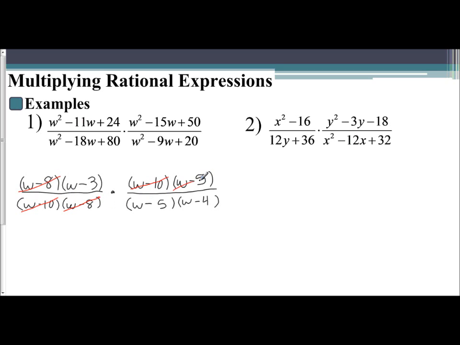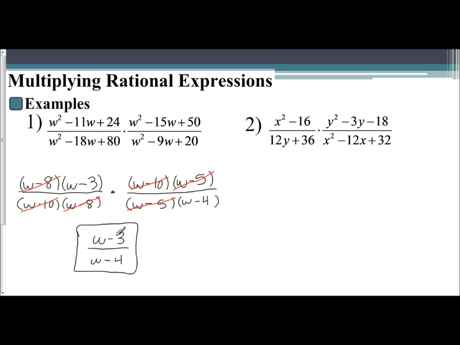I have a w minus 5 on top, a w minus 5 on bottom. And so all I'm left with on top is a w minus 3. All I'm left with on the bottom is a w minus 4. And remember, you cannot cross out the w's. They are attached to a minus sign. This is an actual term.